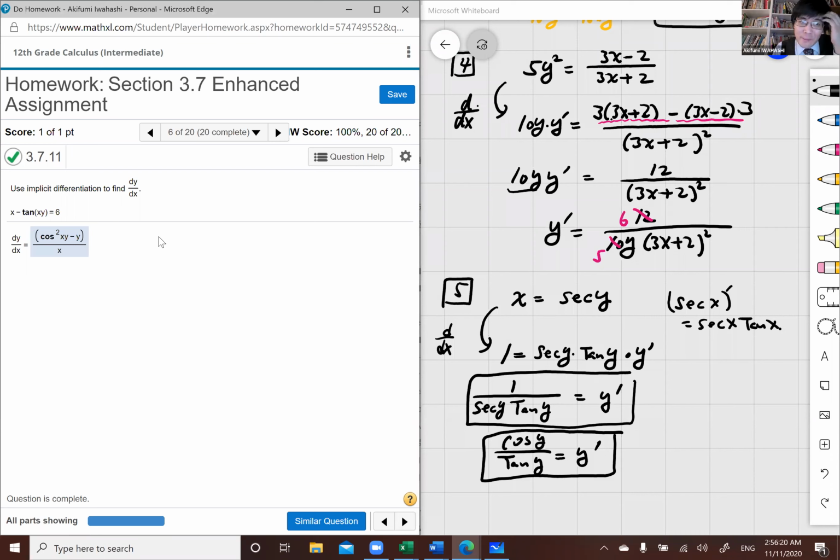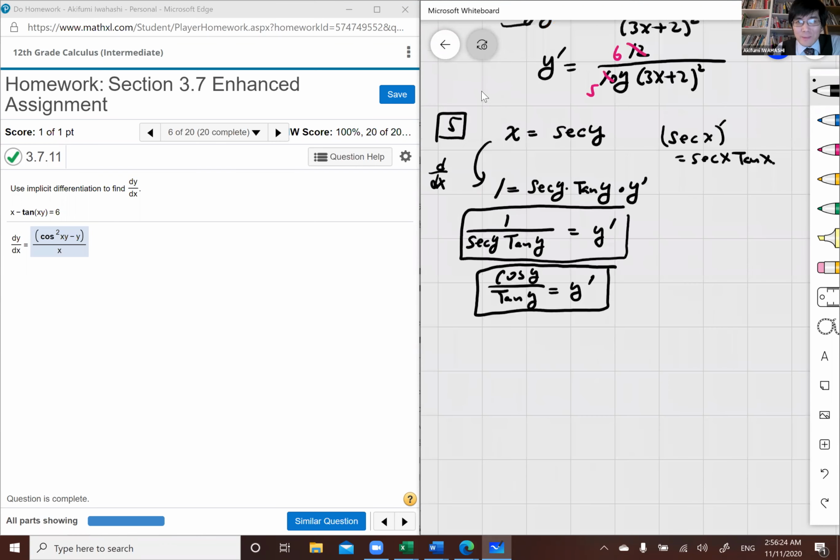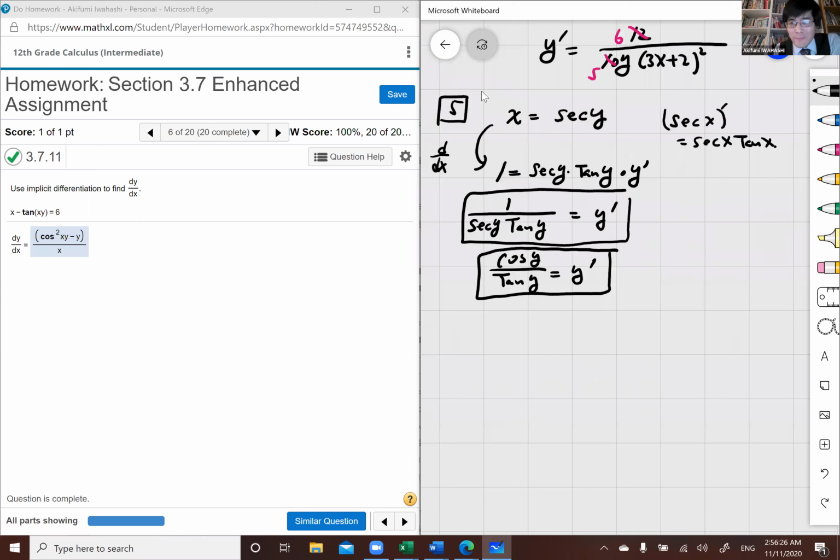Okay, again, now you have a tangent. Remember, the derivative of the tangent is secant square. So that's the idea. If you have tangent u, it's gonna be secant square of u times u dash. Now let's take a look. Number 6: x minus tangent xy is equal to 6.